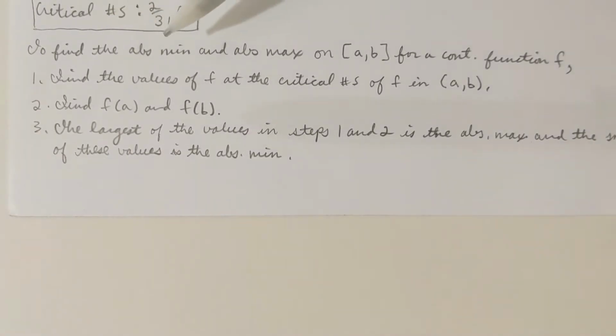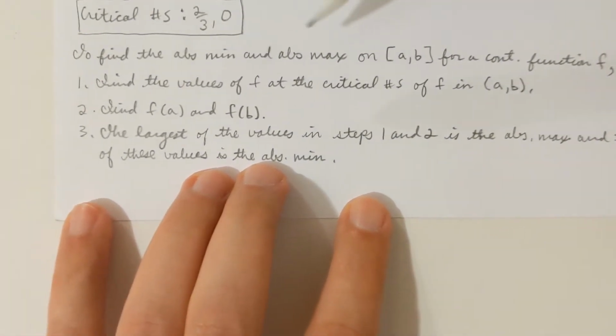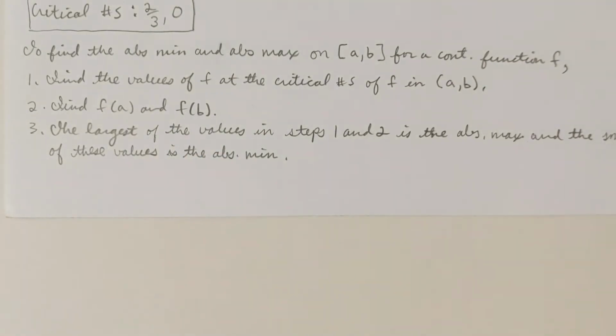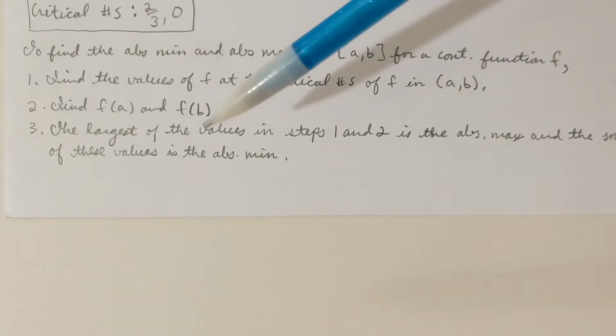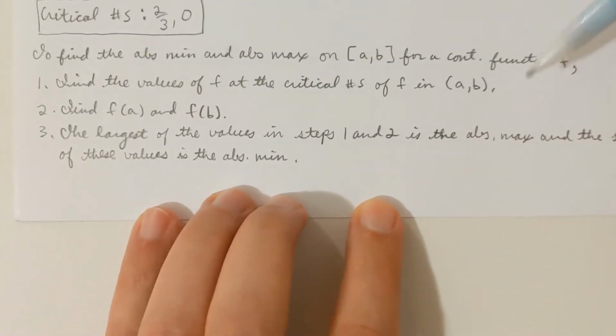To find the absolute min and absolute max on a closed interval AB for a continuous function f, follow the list of 3 steps here. So step 1, you're going to find the values of f at the critical numbers of f in the open interval AB. Step 2, you're going to plug in the endpoints into the function, so find f of a and f of b. And then step 3, the largest of these values in steps 1 and 2 is the absolute max, and the smallest of these values is the absolute min. Okay? So let's take a look at some examples of where we're doing that.